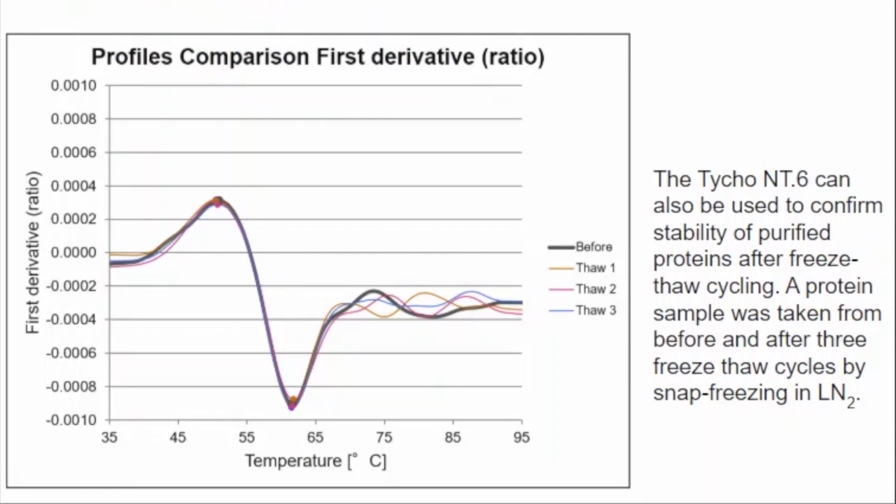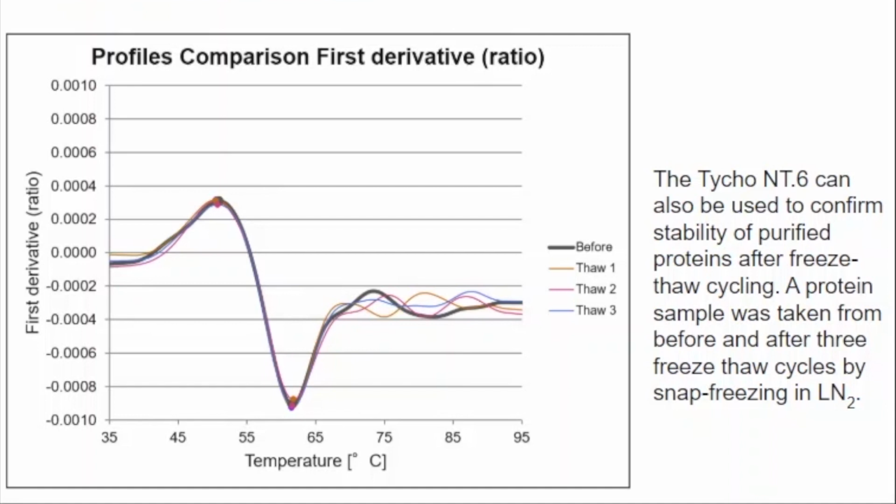So in this experiment, I took a sample and I snap froze it in liquid nitrogen, and then I thawed it out and took a small sample out and ran it on a Tycho. And I repeated that process 3 times. As you can see in this experiment, the dark black line is our sample before, and then the orange, pink, and purple lines are the first, second, and third freeze-thaw cycles.